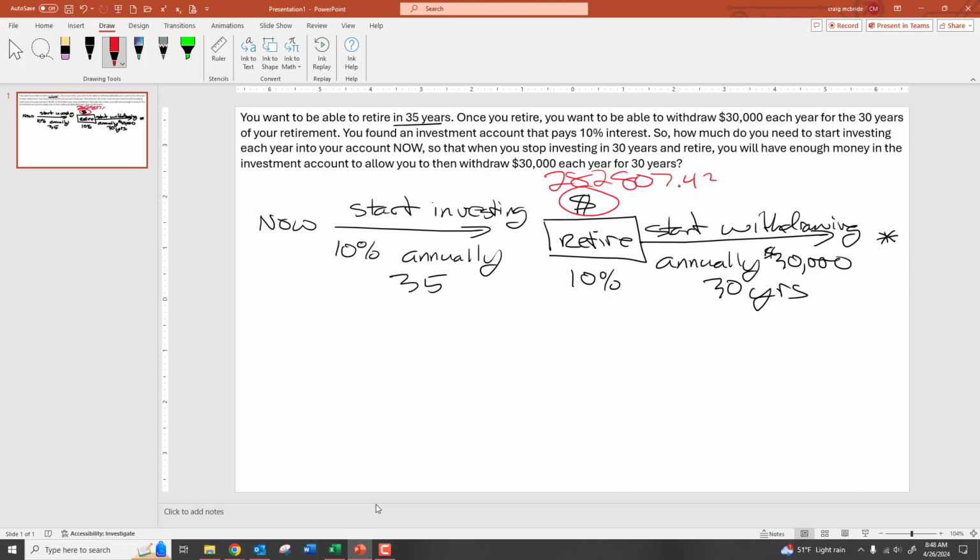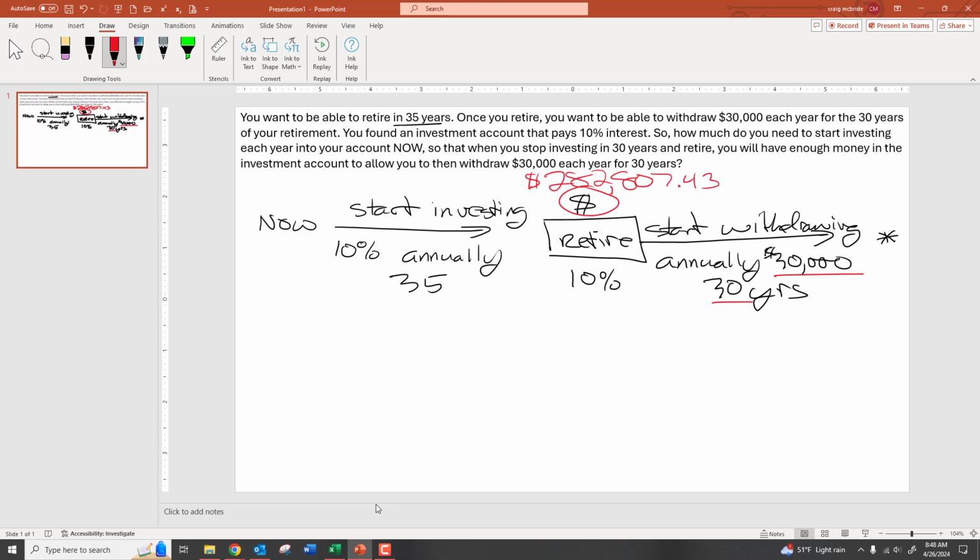$282,807.43. If we have that much money in our account, then we can take this $30,000 out every year for 30 years. And after the end of 30 years, the account will be dry. It'll have no more money in it. So that was our step one: we were able to figure out that's our retirement goal. We have to reach that retirement goal.